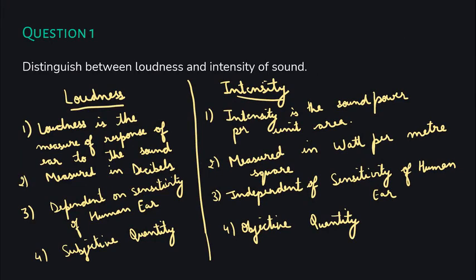So loudness and intensity are not the same. Most people get confused in this. Loudness is measured in decibels, and intensity is measured in watt per meter square. Loudness is dependent on the sensitivity of the human ear, while intensity is independent of the sensitivity of the human ear. Loudness is a subjective quantity. It depends on the amplitude, right? And intensity is an objective quantity.